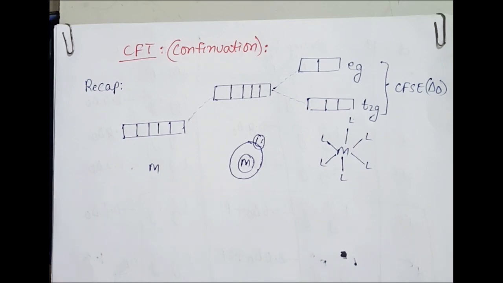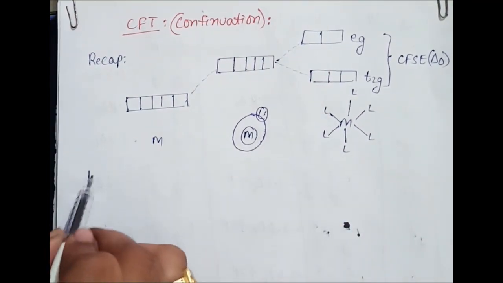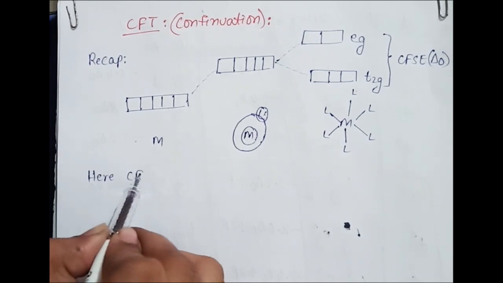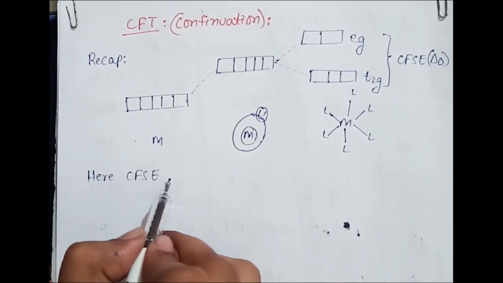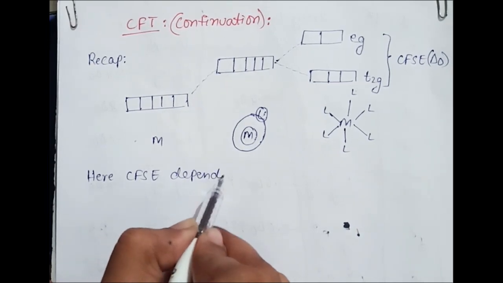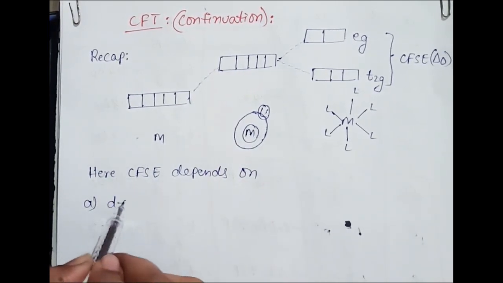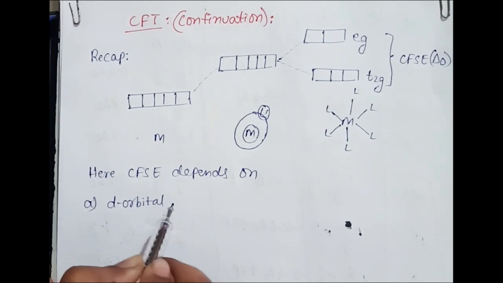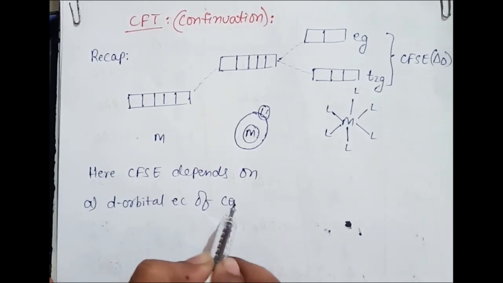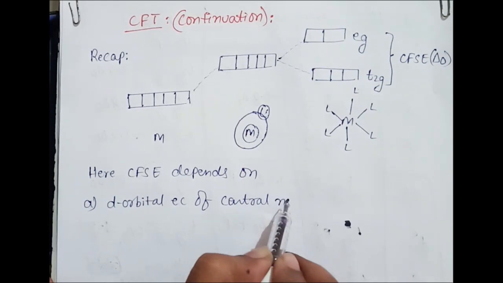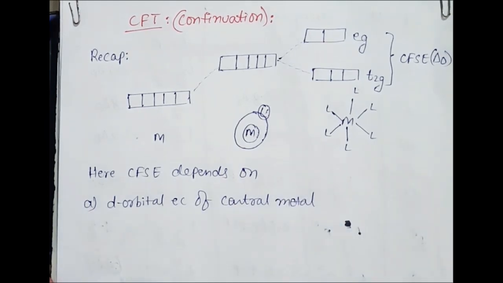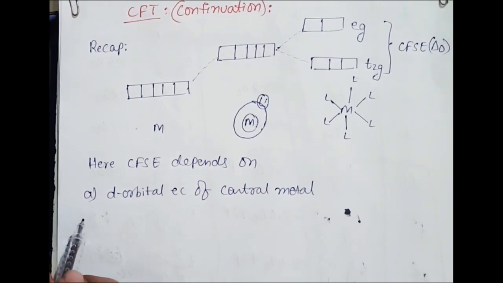So today I'm going to explain the continuation of that. Here the crystal field splitting energy depends on two factors. First point, it depends on the central metal d orbital electronic configuration of central metal, means d1 system or d2 system, d3, etc. That is what we have seen in the previous case. In the previous video I have explained that in detail, so in case you have not watched that, please go through the playlist and you will get that one.